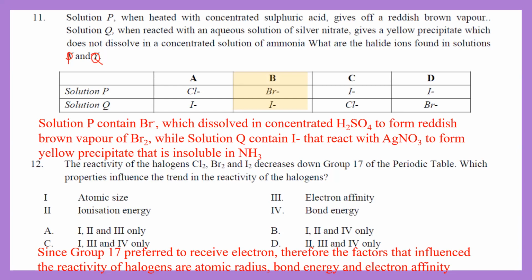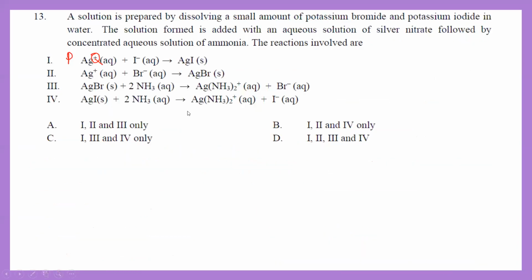has higher electron affinity. Okay, so in here, the factors that will influence the reactivity of group 17 are 1, atomic size, 3, electron affinity, and also bond energy. So the answer is 1, 3, and 4 of C. Okay, so that is for number 12. Then we go to the next question, which is question number 13.